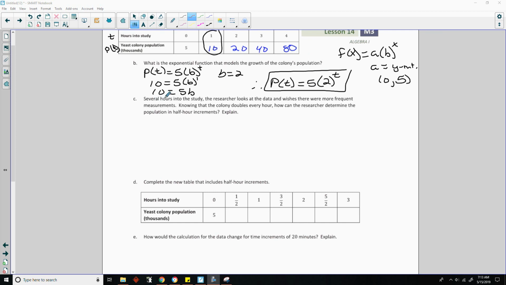Part C says, several hours into the study, the researcher looks at the data and wishes there were more frequent measurements. Knowing that the colony doubles every hour, how can the researcher determine the population in half-hour increments? Explain. Okay.